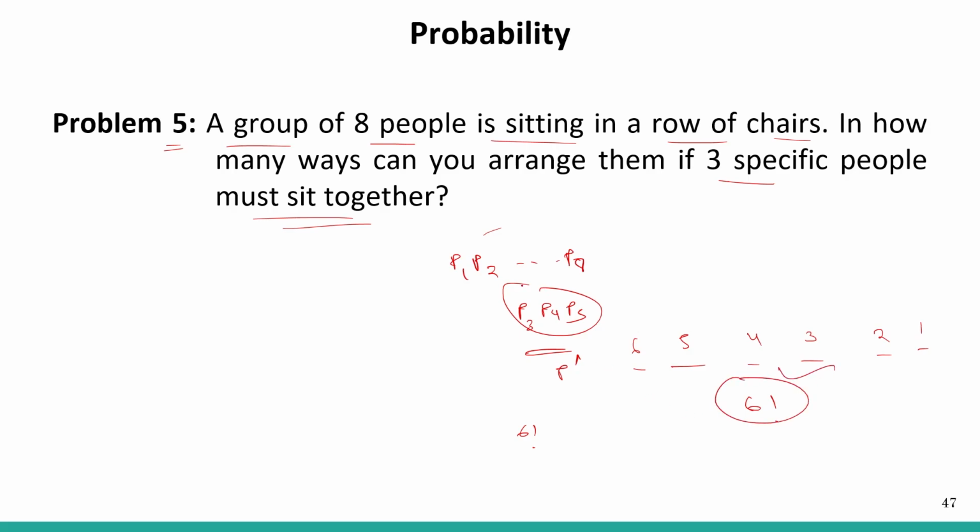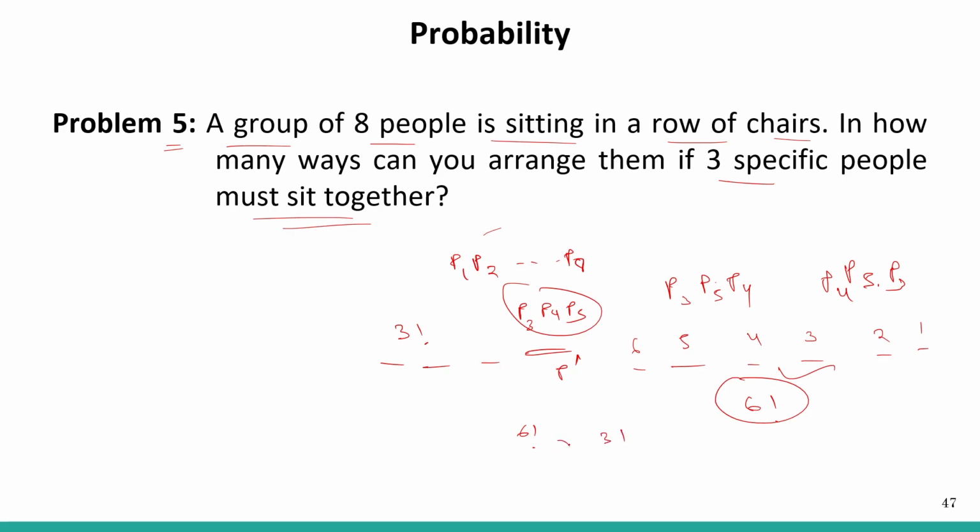But you see, in a row they sit together, but they can also be arranged among themselves, like P3, P5, P4. This is a case, this is a case, P4, P5 and P3, and many more. So how many ways can they be arranged? It will be 3 factorial, right? 3 into 2 into 1, because for the first place there are 3 contenders, for the second place there are 2, and for the third there is 1. So this will be equal to 3 factorial.